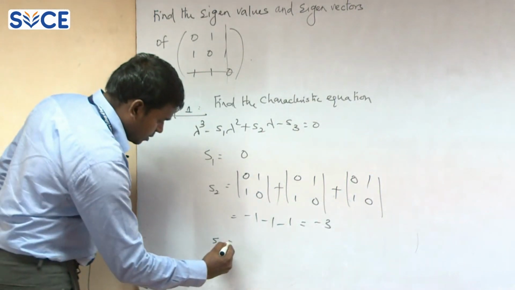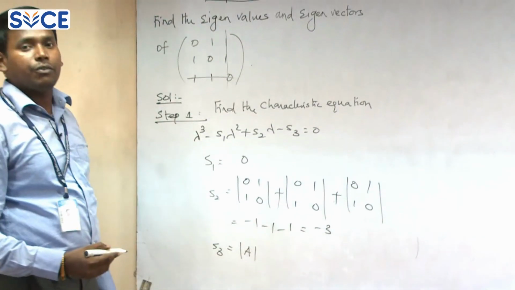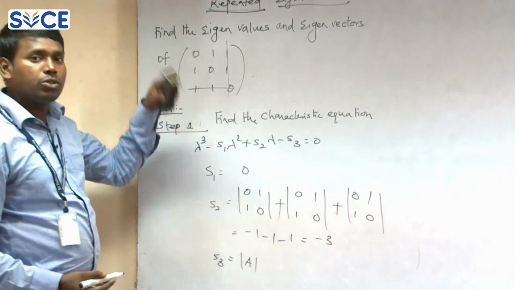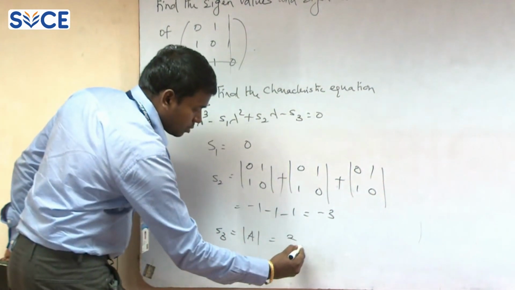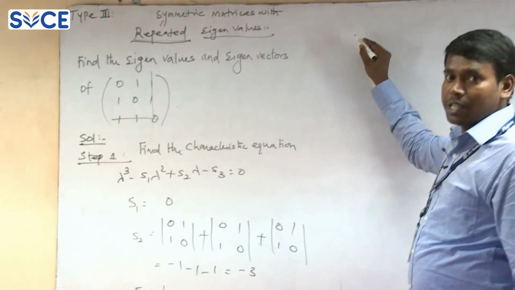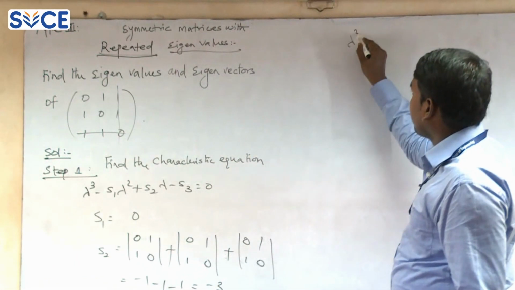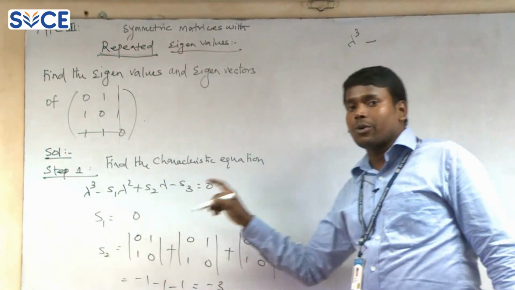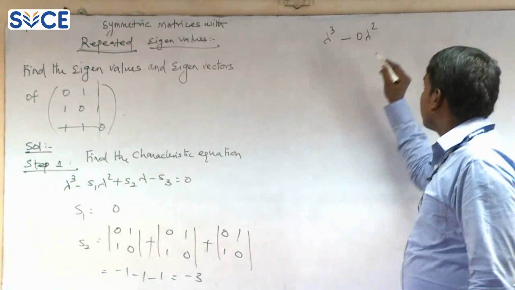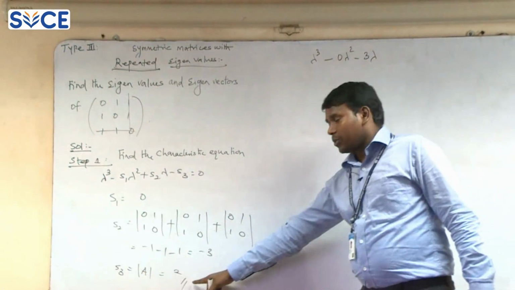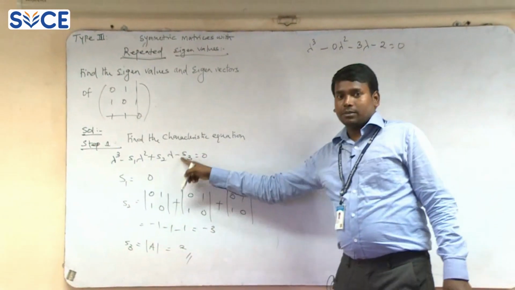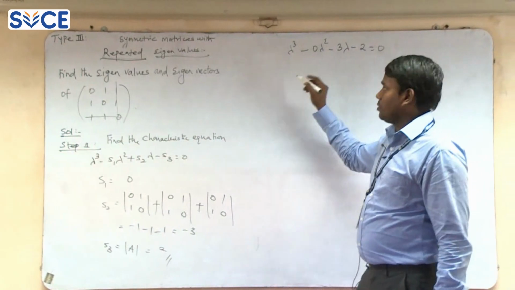Now, the last one, S3. S3 is the determinant of A. So, a 3 by 3 determinant. You should first convert from 3 by 3 to 2 by 2. So, the answer is 2. Substitute these values into your formula. So, the characteristic equation becomes lambda cube minus 0 lambda square, S2 is minus 3, so minus 3 lambda, S3 value is 2, minus 2 equal to 0, because here the sign is minus. So, this is the characteristic equation.